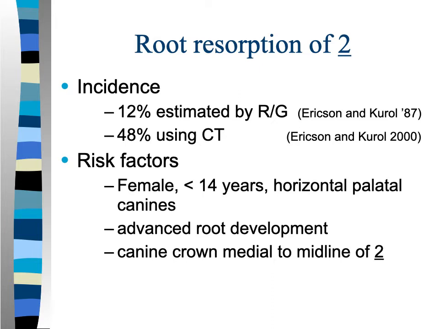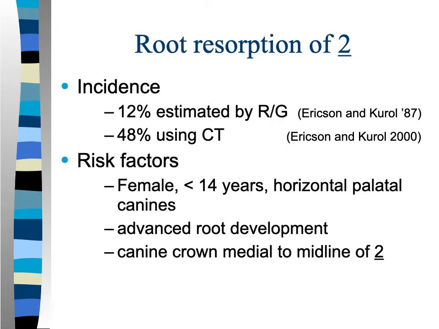Now, the incidence of root resorption associated with impacted canines was estimated by Erickson and Koorol to be 12%. This is when they used normal radiographs, they were using OPGs. When they used CTs later on, in 2000, they found that the incidence increased to 48%. So that's almost half of impacted canines.